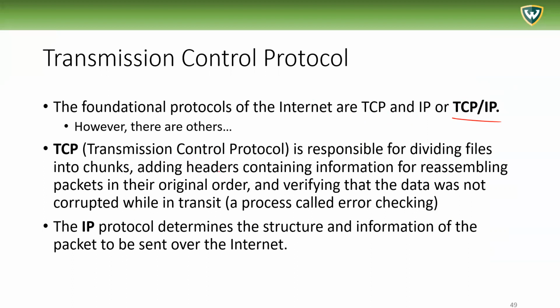TCP is responsible for dividing files into chunks, adding headers containing information for reassembling packets in their original order, and verifying that the data was not corrupted while in transit, a process known as error checking. The IP protocol determines the structure and information of the packet to be sent over the internet, the payload itself, and where the data is going to.